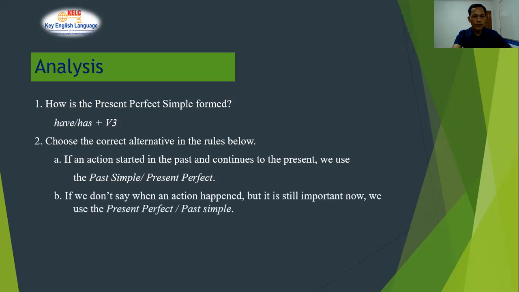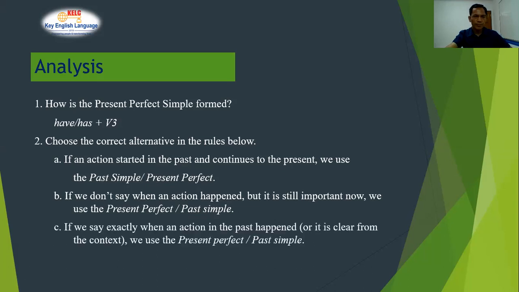B. If we don't say when an action happened, but it is still important now, we use the present perfect or the past simple. C. If we say exactly when an action in the past happened or it is clear from the context, we use the present perfect or the past simple.